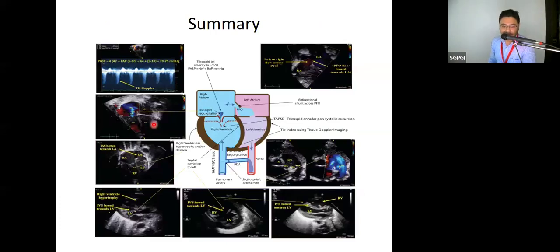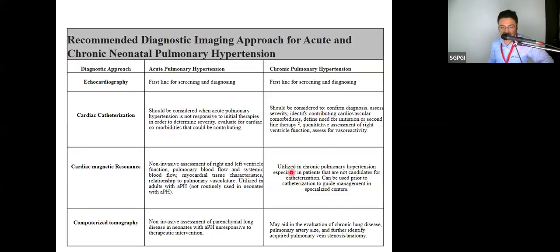So to summarize, basically we have to see the TR jet. Then we have to assess the shunt, whether it is left to right or right to left, or it is bidirectional shunt. And then measurement of TAPSE, that is tricuspid annular plane systolic excursion, and also the TEI index. So these are in a nutshell the parameters to be assessed in PPHN. And there are some techniques which should also be done, such as invasive techniques, where there are only certain indications when it should be done: catheterization, MRI, and CT scan, basically to see the lung parameters and assess the left ventricular functions and the flows here.